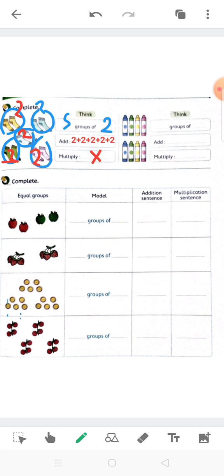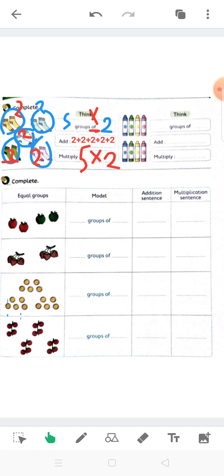Let's see here. What does the word "of" mean? It means multiply. I mention first the number of groups. This is 5. Times what? Times 2. So I mean that the number 2 is repeated 5 times. So to get the answer, they all equal 10.